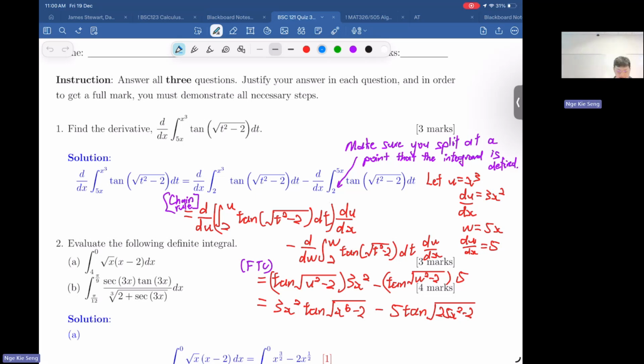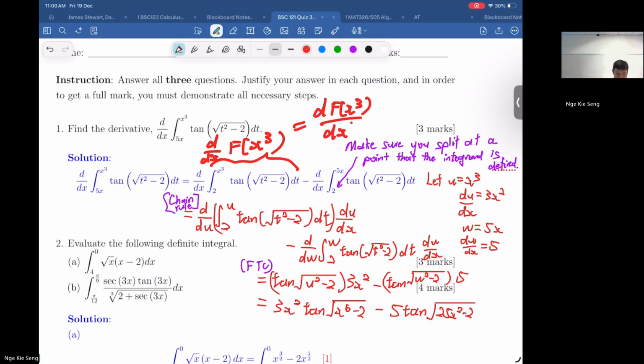I think there are only two of you at least who realized that the integral is a function of f(x). So we can rewrite this to become d of f(x) over d of x cube, and then d of x cube over dx. So this is a chain rule. You need to write down this step here. And we also take marks off if you don't know how to split out the function.